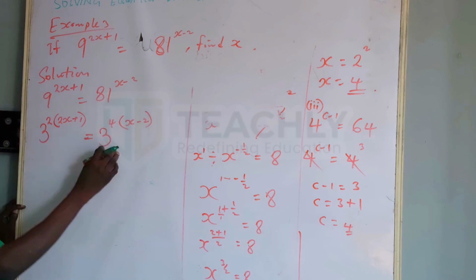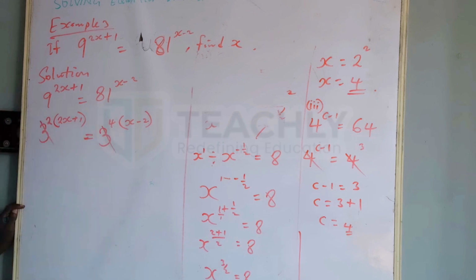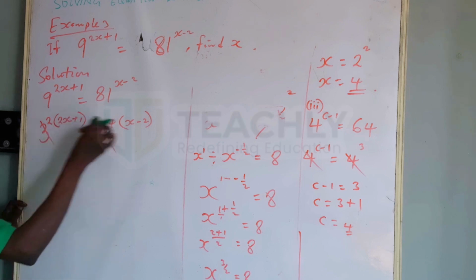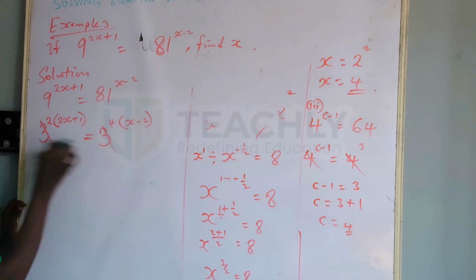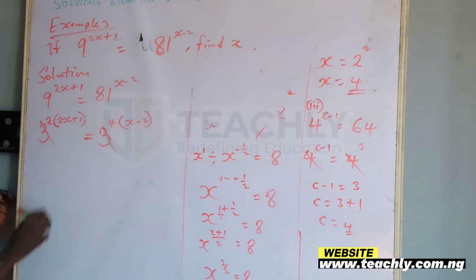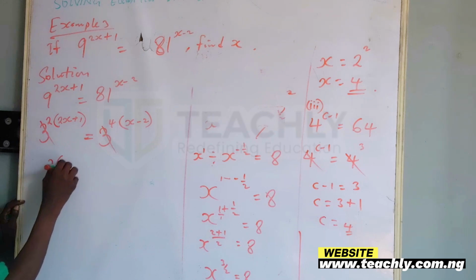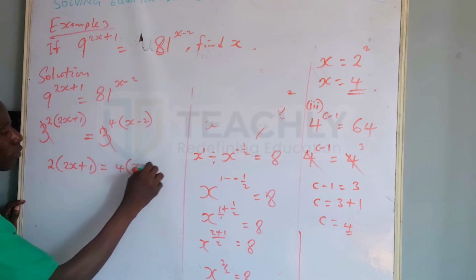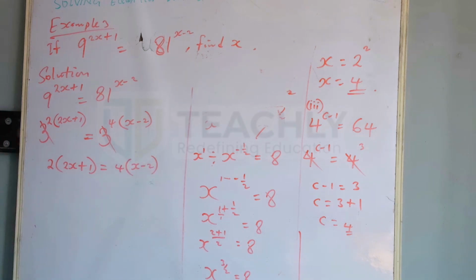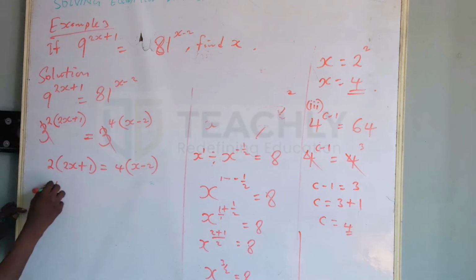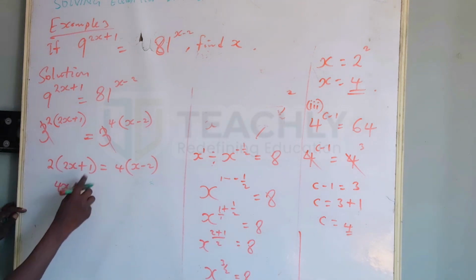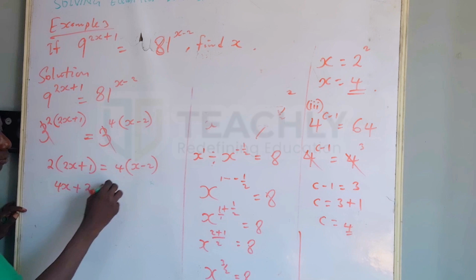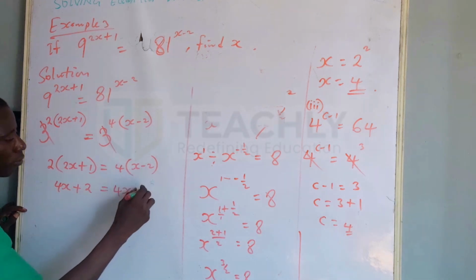Since they have the same base, you cancel the base on each side. When they have the same base, you equate the powers. So if you equate the powers, you have 2 times bracket 2x plus 1 equals 4 times bracket x minus 2. To solve, open the bracket. 2 times 2x gives 4x, plus 2 times 1 gives 2. 4 times x gives 4x, minus 4 times 2 gives 8.